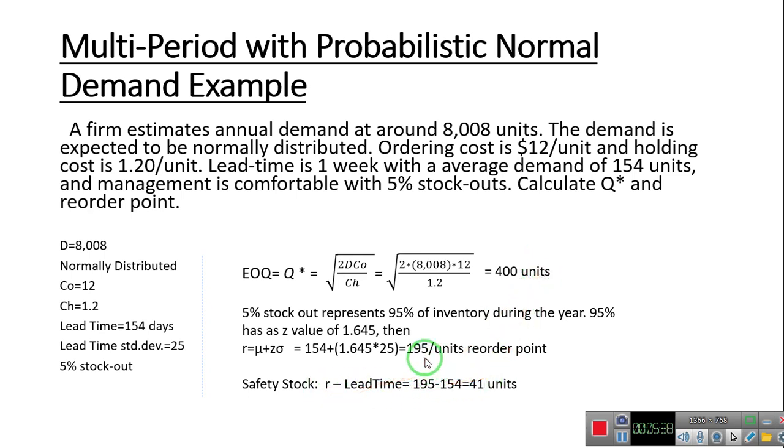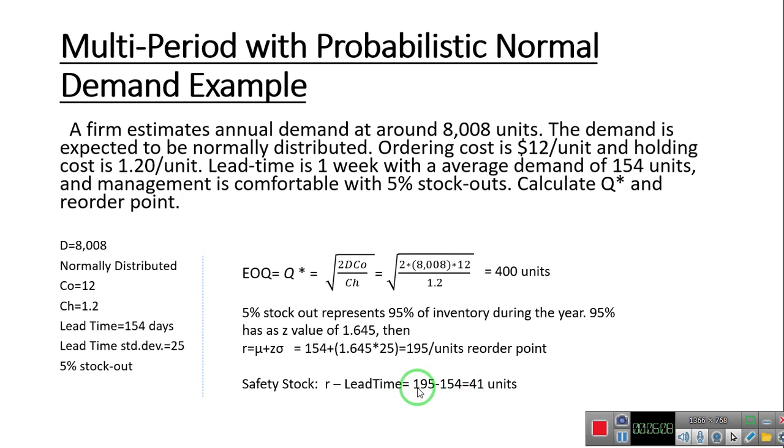Let's see what happens during the lead time. The lead time is 1 week. During 1 week, you're going to need 154 units, because the 1 week average demand is 154. And the lead time happens to be 1 week. Otherwise, you will have to do the math.